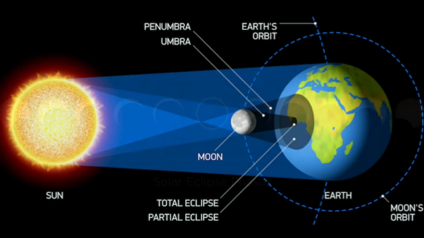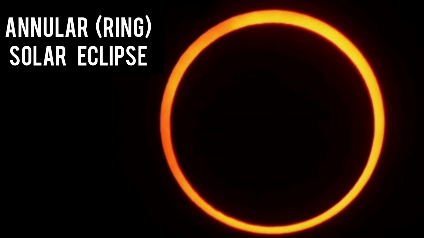So to start with, what's a solar eclipse? It occurs when the sun, moon, and the earth are aligned in a way that a portion of the earth is immersed in a shadow cast by the moon, which fully or partially blocks the sunlight. So there are two kinds of solar eclipse.